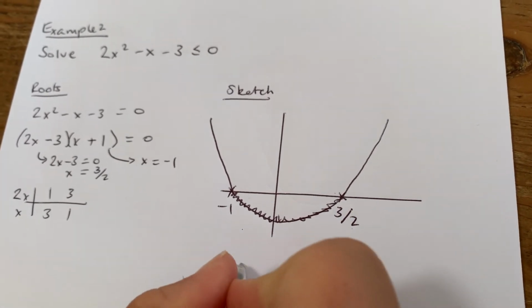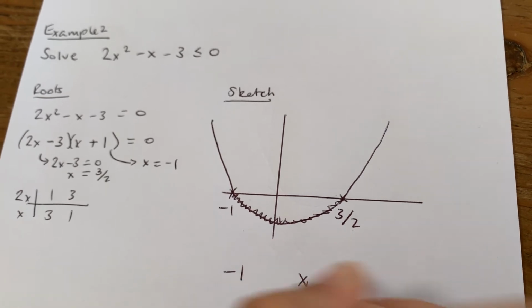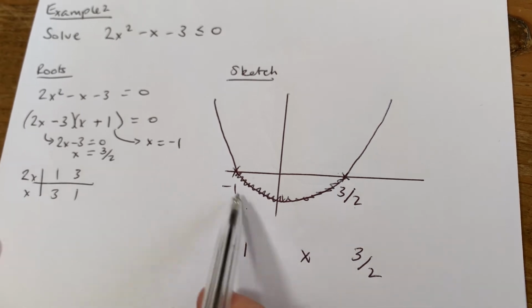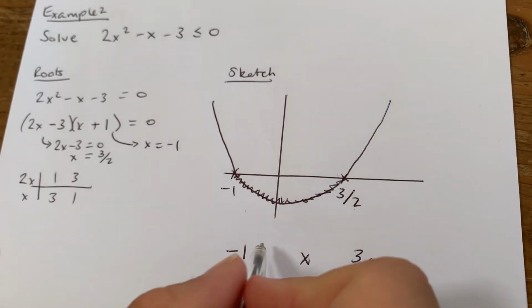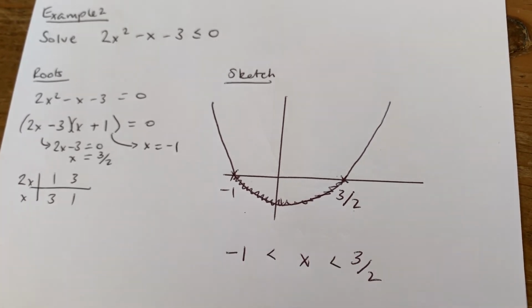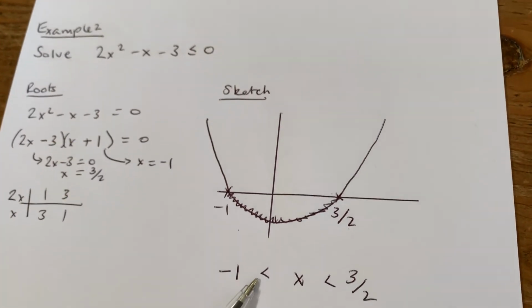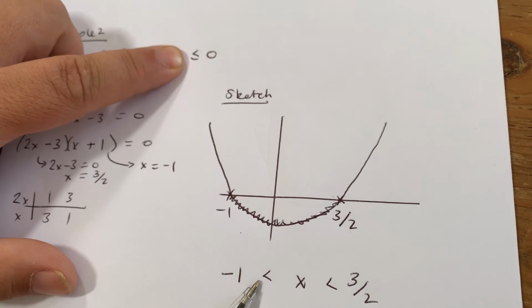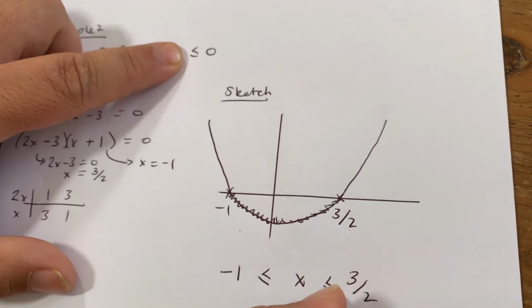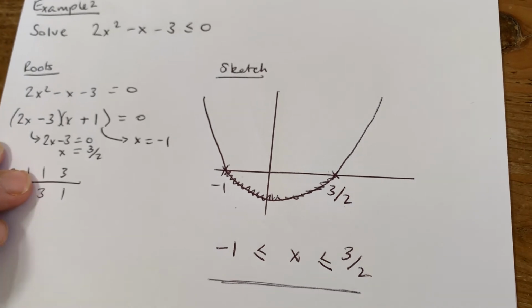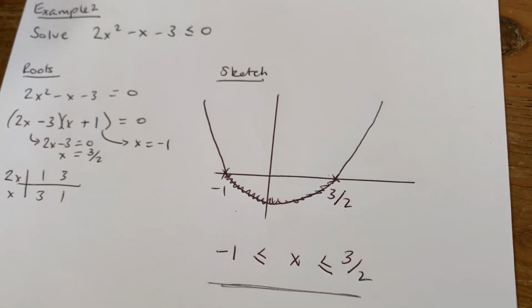Okay, so I've got minus 1, x, 3 over 2. So when I've only got one statement to write, I just need to make sure I get these right. Now, it's less than or equal to. So just check that, make sure that matches up with that. And that is your final solution for that one. Okay? Right, 2 more examples, and that's us.